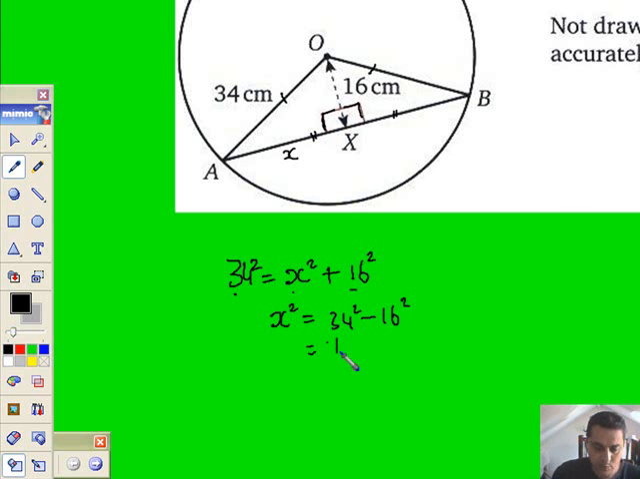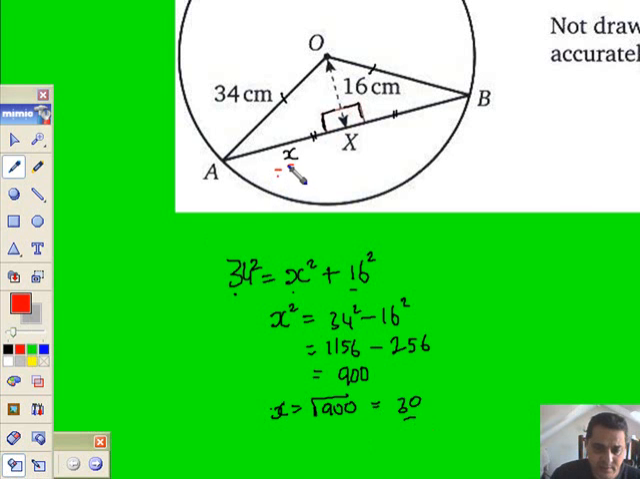That gives me 1156. Take away 16 squared, that'll be 16 times 16. 256, I should have known that one. Let's subtract to find the square of the hypotenuse, the long length. Leaves us with 900. It's quite a nice number, isn't it? Because when you now press the square root button on the 900, we're going to get 30. I know that one. 30, so x is 30.